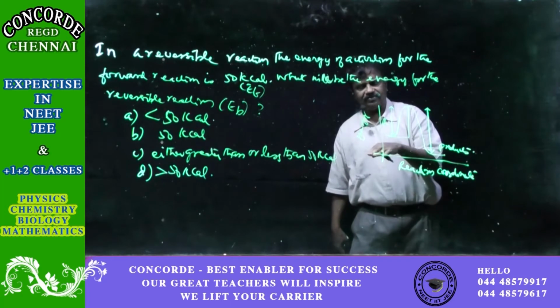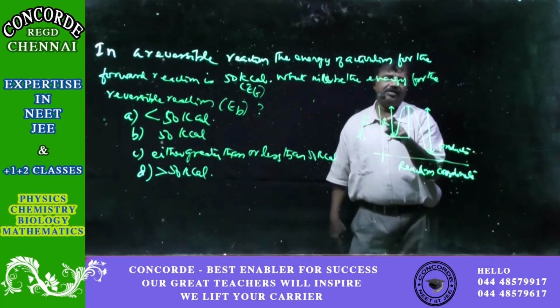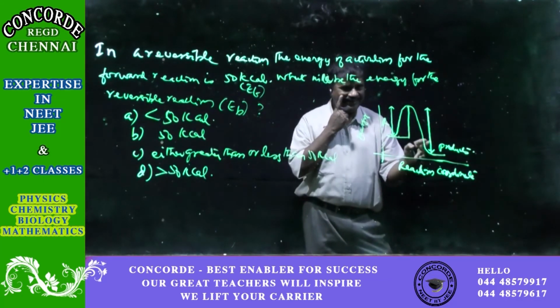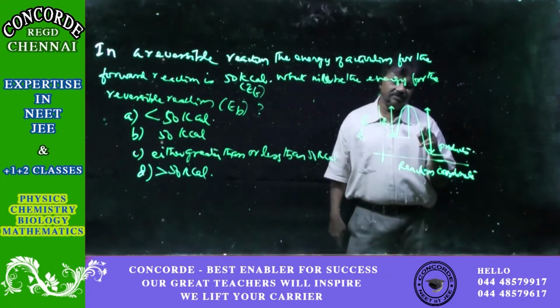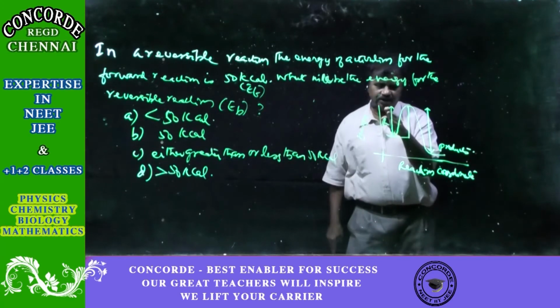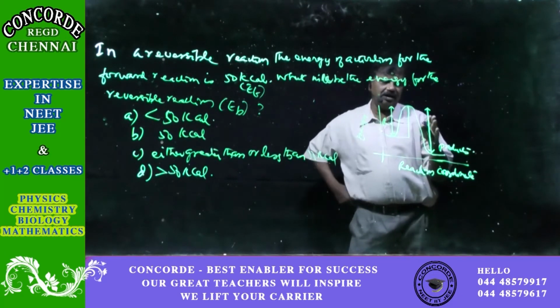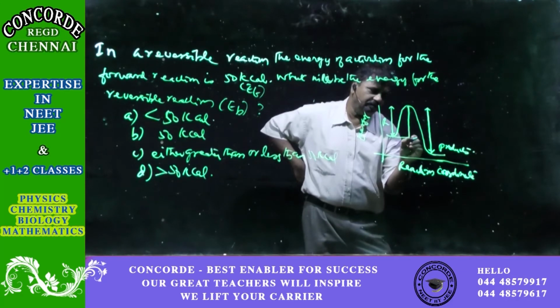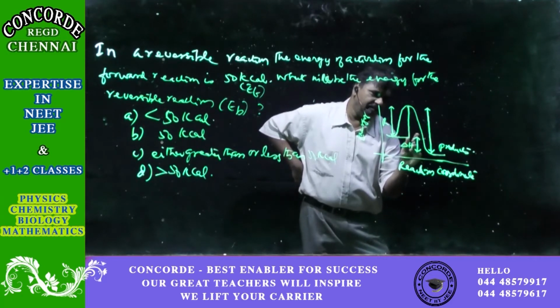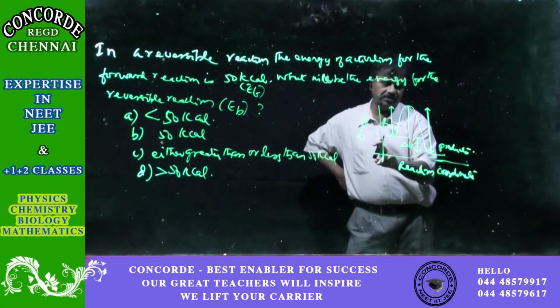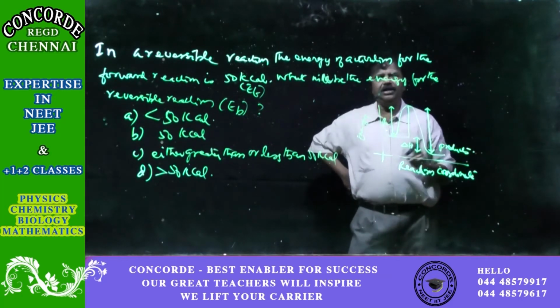Or vice versa, if the forward reaction is endothermic, the activation energy for the reactants will be more and the activation energy for the products will be less, because you also require some more energy. Reactants have their own energy plus the energy which is again required. So all this put together will have more. So this is the difference of energy. The difference of the energy is the change in energy. If this delta H value is like this, then this is an exothermic reaction.